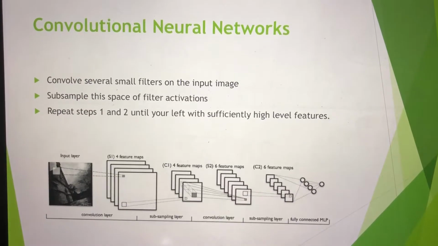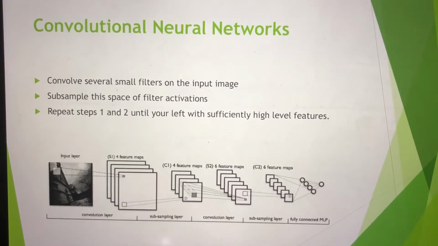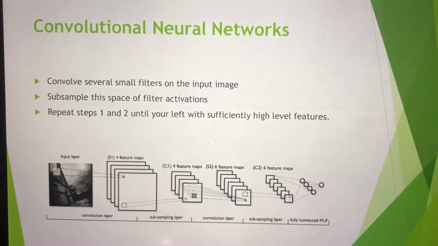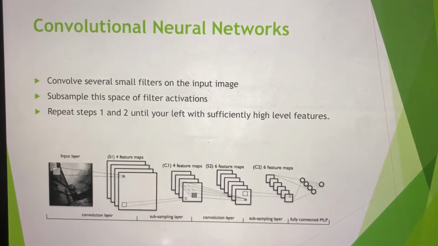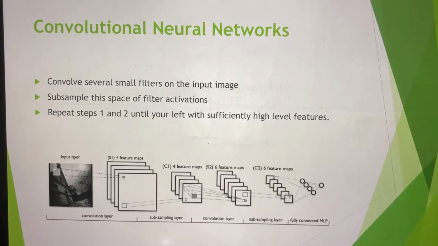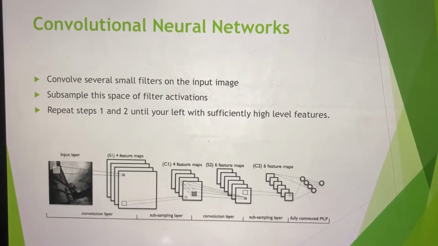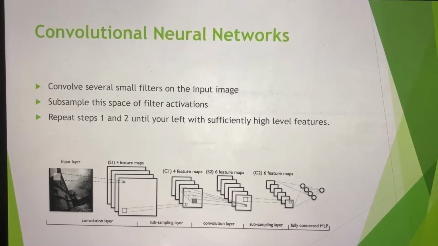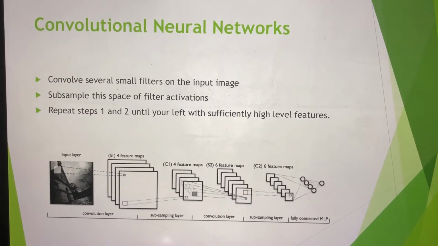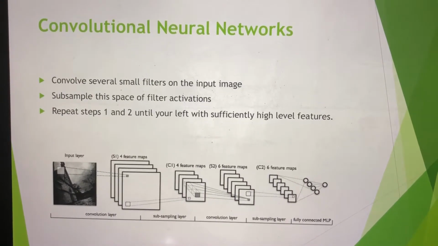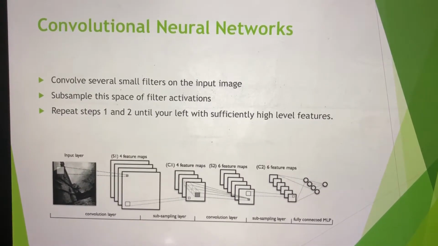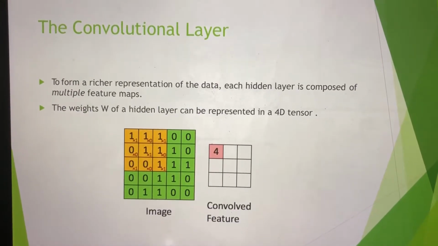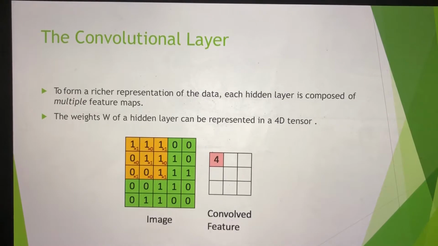So basically it convolves several small filters on the input image. This is the job of the convolution layer, and then do the subsampling, and then repeat steps 1 and 2 until we get sufficiently high-level features, and the MLP will give us the prediction based on the result of our features. But today we'll only focus on the convolution layer, so next we'll take a look at it. The convolution layer is used to form a richer representation of the data.